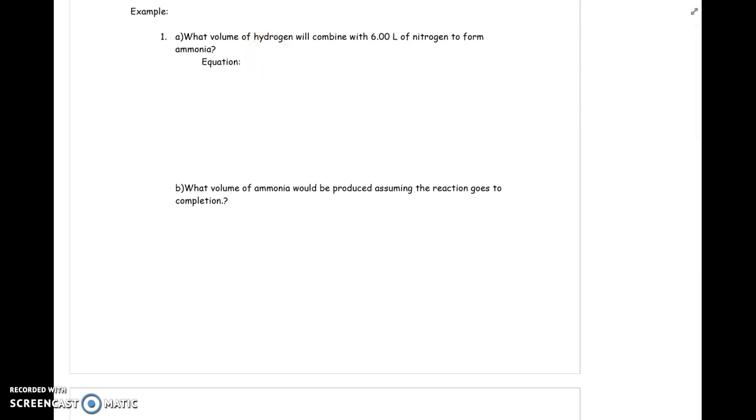So, nitrogen gas plus hydrogen gas gives ammonia gas. It needs to be balanced, so we need to put a 3 here and a 2 here. Now, let's decide how we're going to do this.